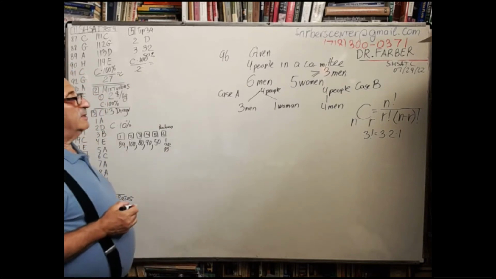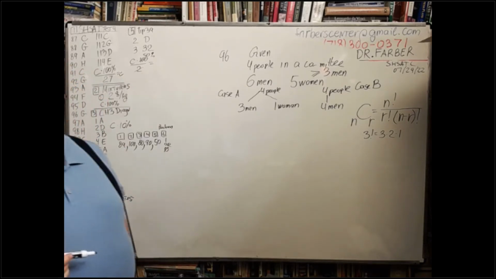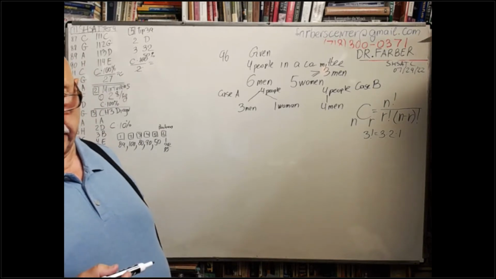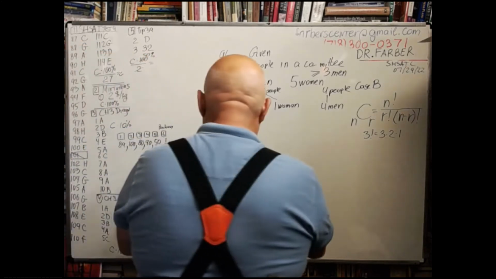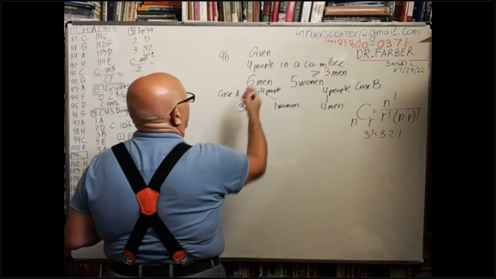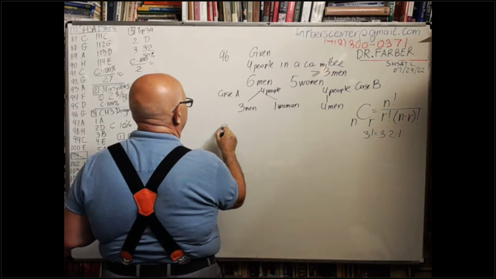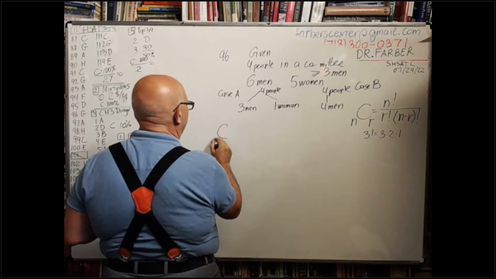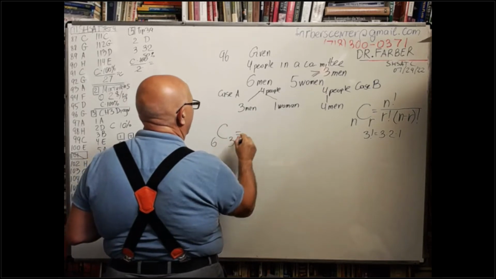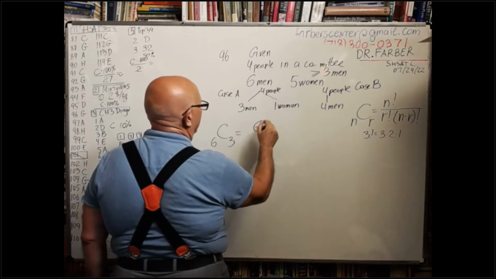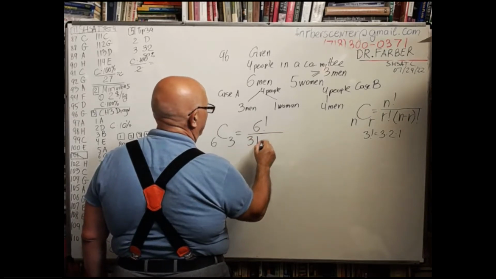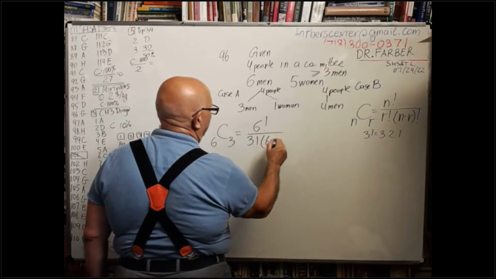So let's consider 2 different scenarios. Any questions so far? Please keep thinking if you understand this, right? Now, since we have 6 men, the number of combinations of 6 men by 3 equals 6 factorial divided by 3 factorial times 6 minus 3 factorial.